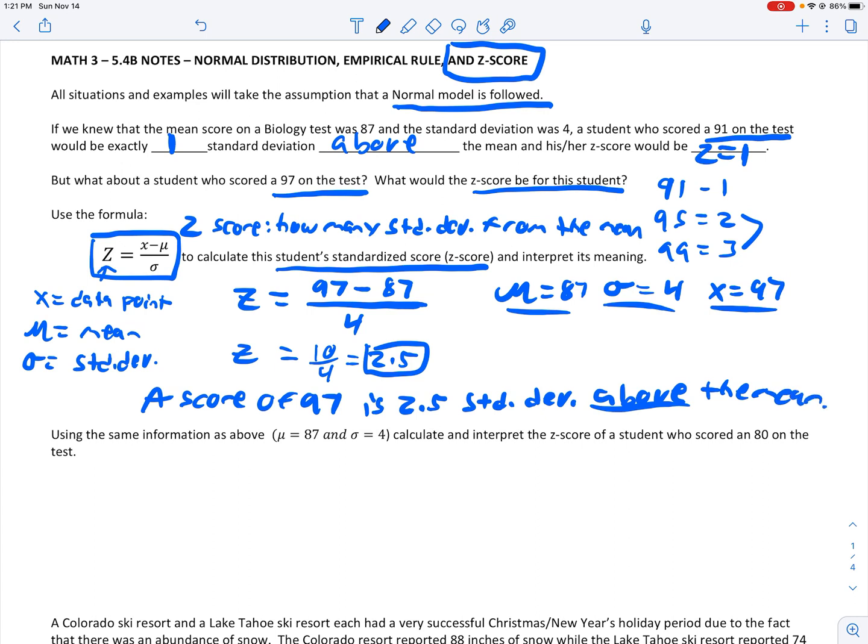You can't just say from the mean, because technically, yes, it is from the mean, but you could have negative or positive. So you must make sure you state whether it's above or below the mean. It's above because it's a positive number. If it's a negative z-score, it's below. Positive is above. But you must state whether it's above or below the mean. Because if you just say it's 2.5 standard deviations from the mean, well, that could be above or below.